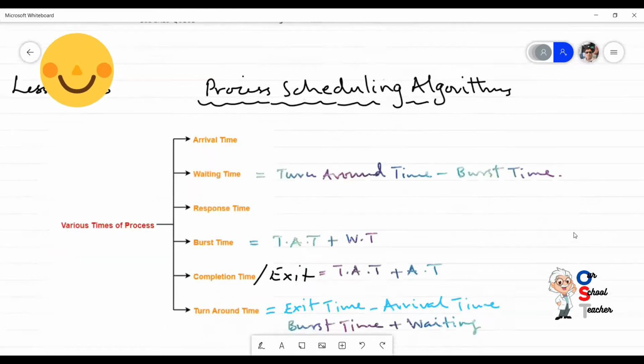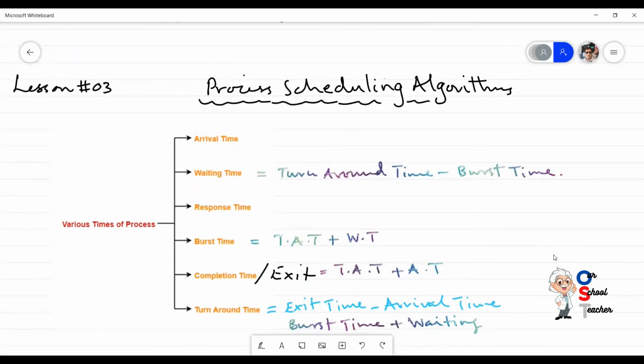So now in today's lesson, we will discuss process scheduling algorithms, and we will see some numericals that, by using different algorithms, show how much time is taken by any process, or how much time a process has to wait to get CPU time. So these times are very important. If you don't have a clear concept of these times, then you will have difficulty. So please make this very clear. We are going to use some formulas also.